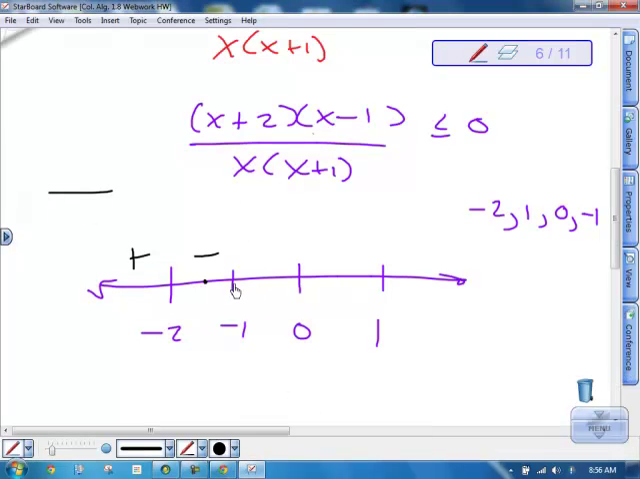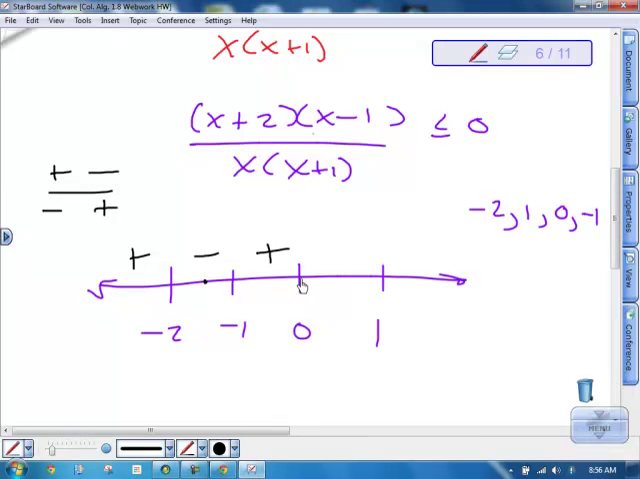Okay, so now I'll pick a number between -1 and 0, like -0.5. -0.5 up here would give you a positive. -0.5 here would give you a negative. -0.5 here would give you a negative. And -0.5 here would give you a positive. Double negatives go positive, so this would be positive. And usually these alternate, by the way, not always. Sometimes with the asymptotes they won't, but usually they alternate.